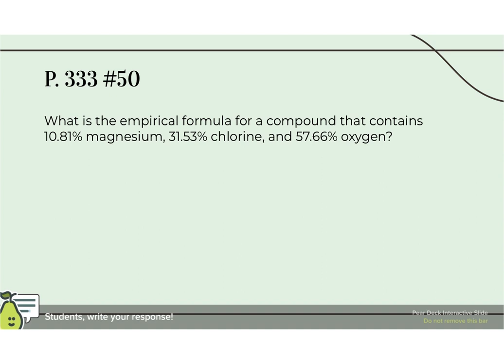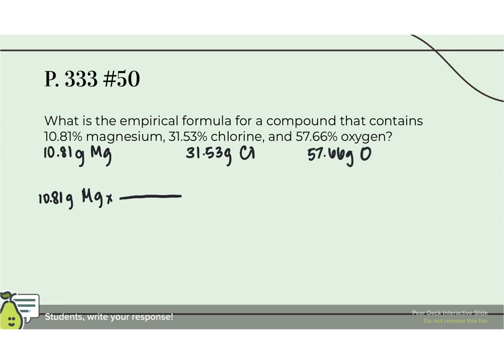So now we are starting with percents, okay? So I'm going to change 10.81% into 10.81 grams of magnesium. Same thing with the chlorine, same thing with the oxygen. Okay, so what I'm going to do is convert these to moles. So 10.81 grams of magnesium, turning that into moles, we know that there are 24.3 grams in 1 mole. This equals 0.445. Same thing for chlorine.